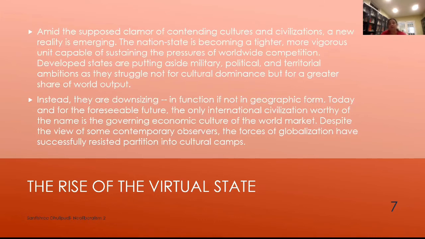Today and for the foreseeable future, the only international civilization worthy of the name is the governing economic culture of the world market. Despite the view of some contemporary observers, the forces of globalization have successfully resisted partition into cultural camps.